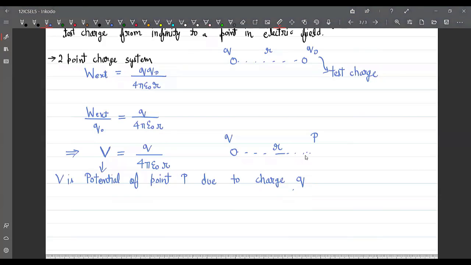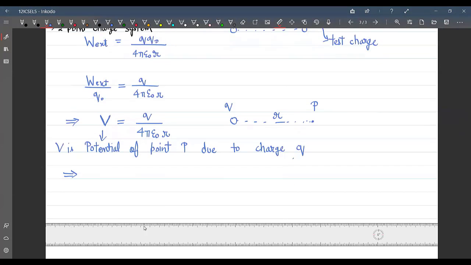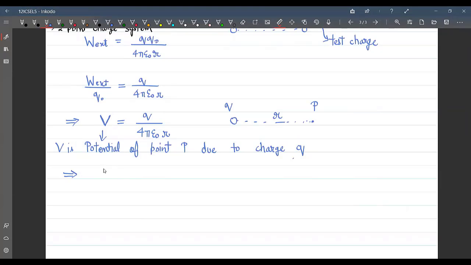Now the benefit of this is, instead of placing Q naught, you can place any other charge. This is the potential of point P due to charge Q. Now, suppose you want to find the potential energy of the system when there are two charges, first is Q, and at point P we have another charge, let us say Q dash.